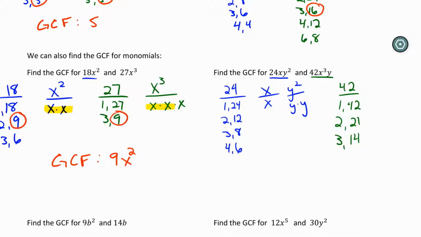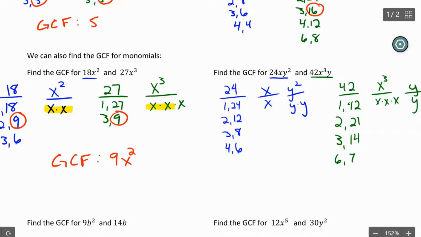And let's see, not 4, not 5. Oh, we've got 6 and 7. There we go. Meet in the middle there, so we're all good. For the x's, since it's x cubed, that means I've got 3 x's. And then I've got just the 1 y.